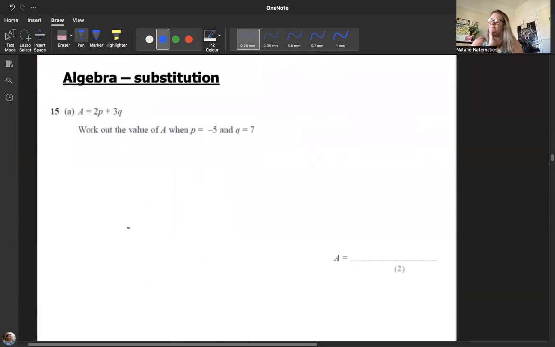Substitution, I remember doing this on an exam paper yesterday. So substitution means, if you're a football fan, one player comes off, one player goes on. Here we replace the letter with a number. So we have got this rule that says that A is equal to, and I'm going to write it out in full, 2 lots of P. Oops, gone off the edge of my pad again. And then we've got plus 3 lots of Q.